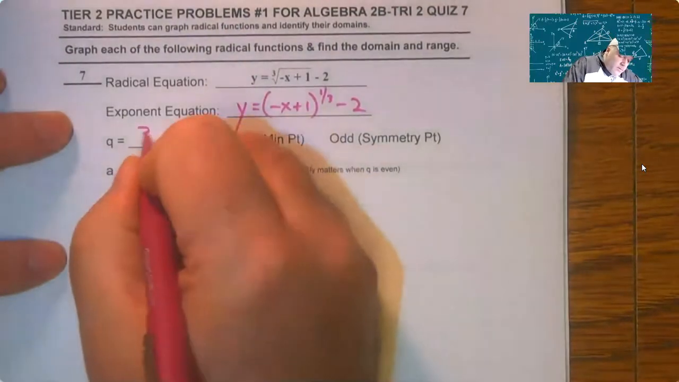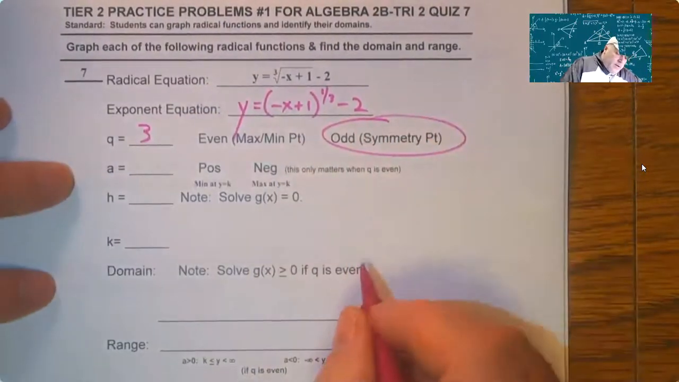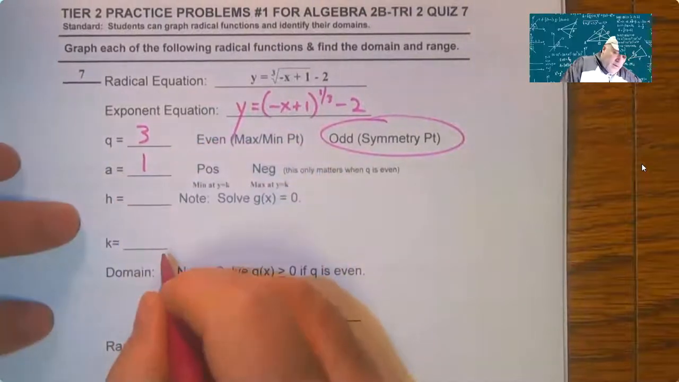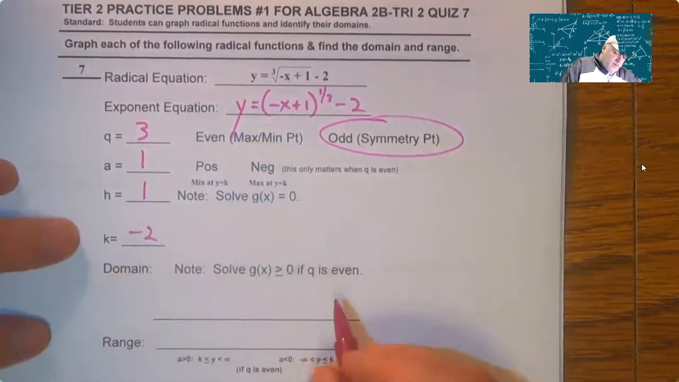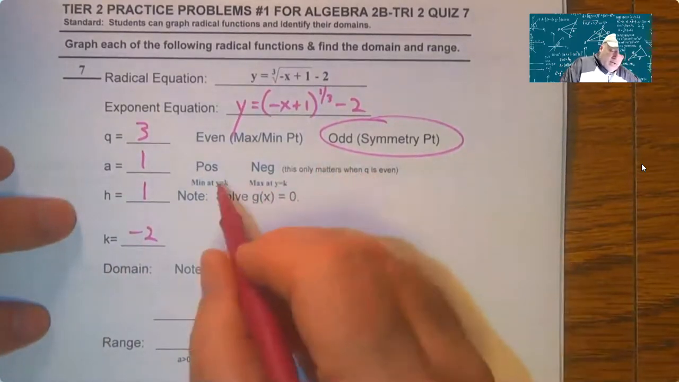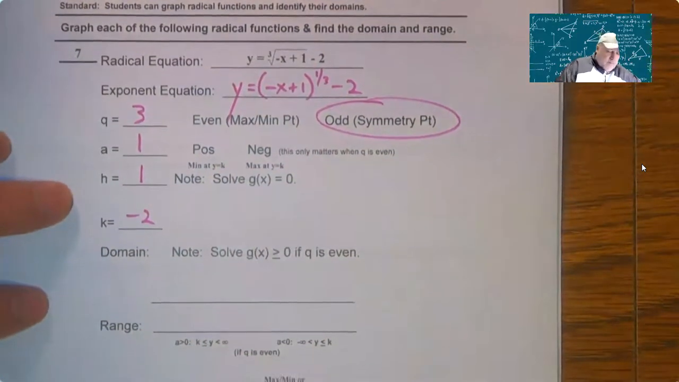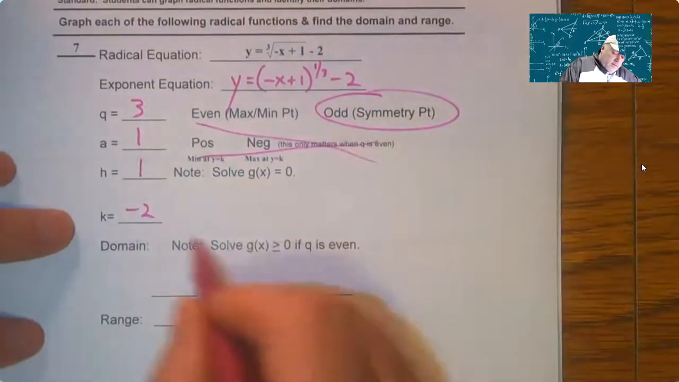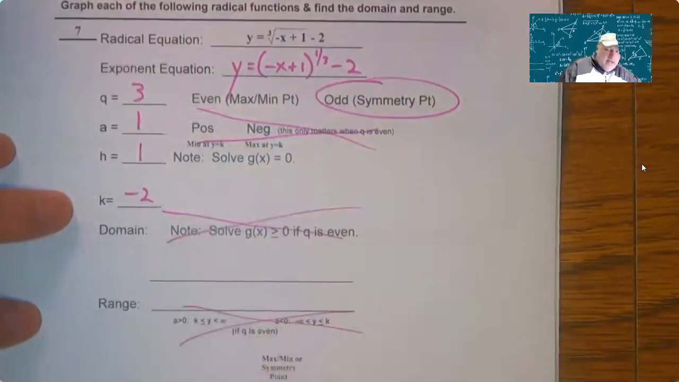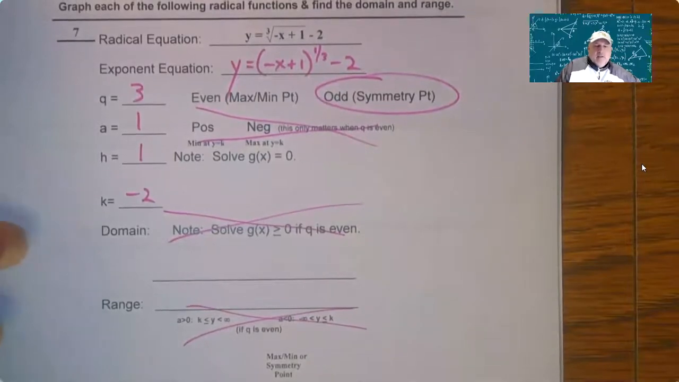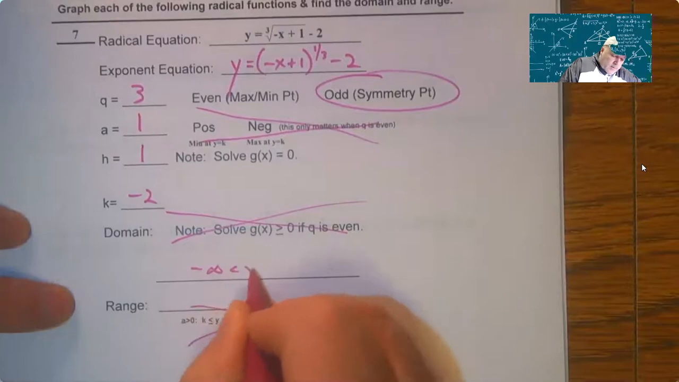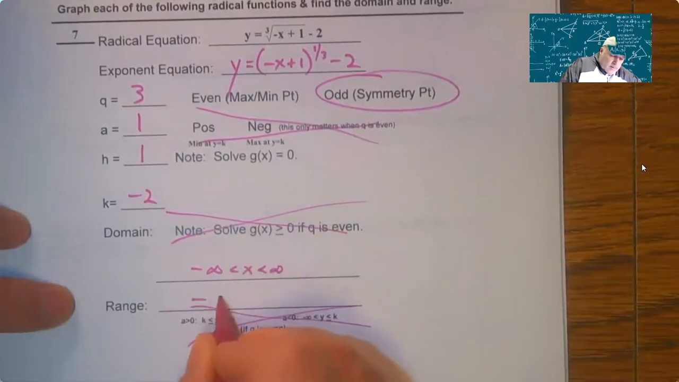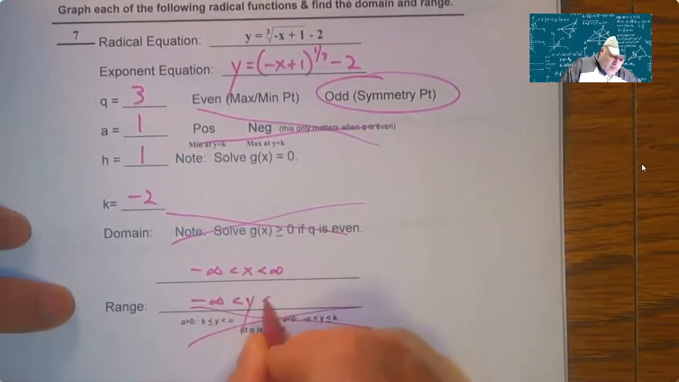Okay, so Q is 3. We've got a symmetry point. A is 1. H is going to be 1. K is going to be -2. Okay, so again, this does not matter because this doesn't even come into play. All that does not come into play when it is a cube root. So the domain is all reals. You can just say all reals and all reals for the range. Make sure you have y though.